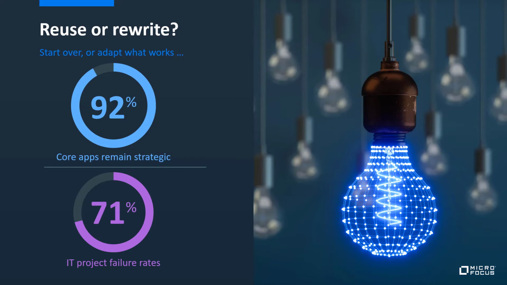When we're talking about core business systems modernization and innovation, it starts with this question: reuse or rewrite? We all have our business objectives. We need to respond faster to changes. We need to integrate core applications with the rest of the business, with web and mobile. We need to service enable them. We need to cut costs and move to modern consumption-based platforms and the cloud. But with these stats, 92% of core applications remain strategic, but 71% of IT projects fail. It becomes obvious you need to reduce the risk, and that means reusing what works.